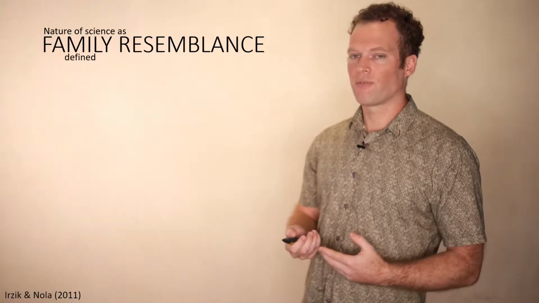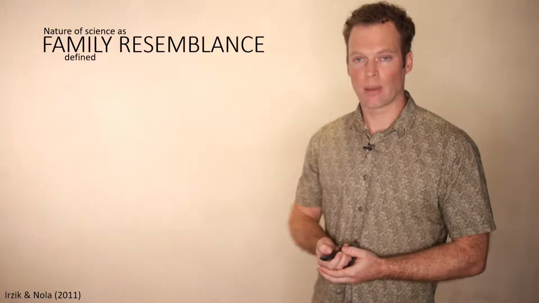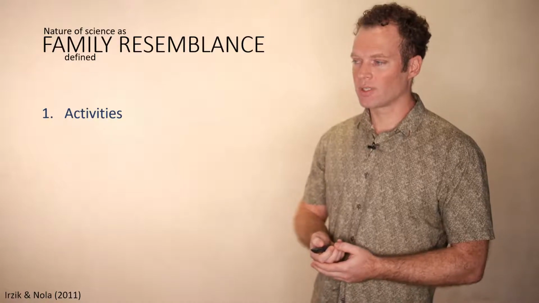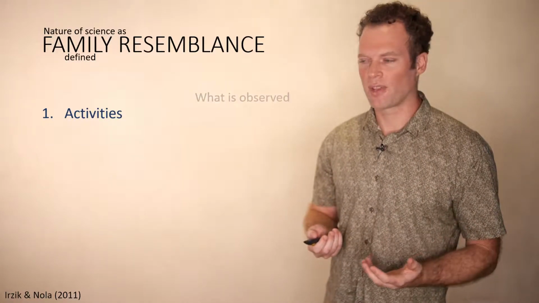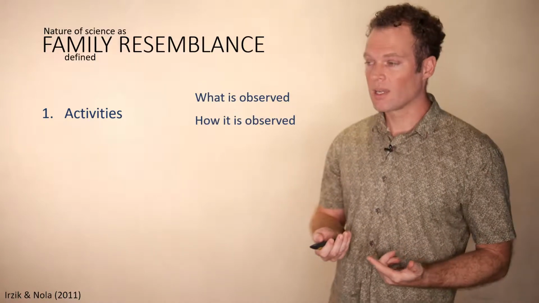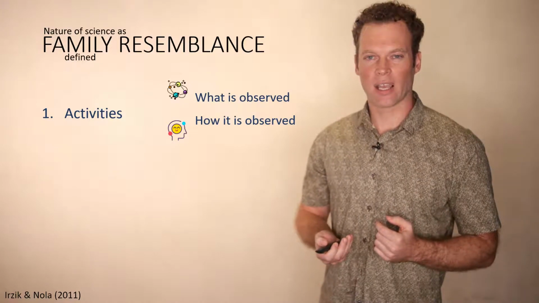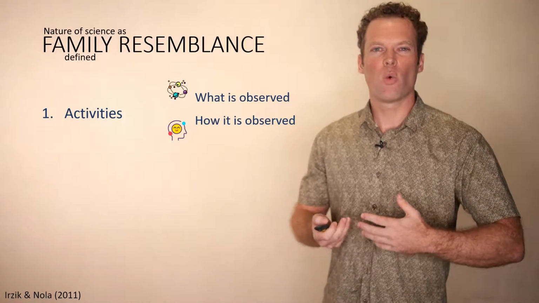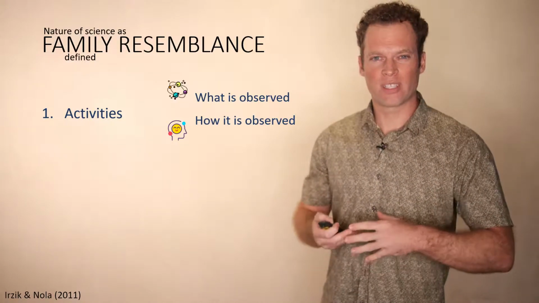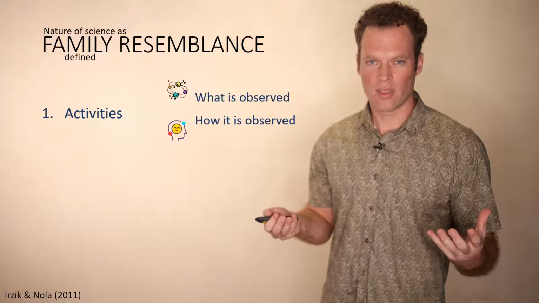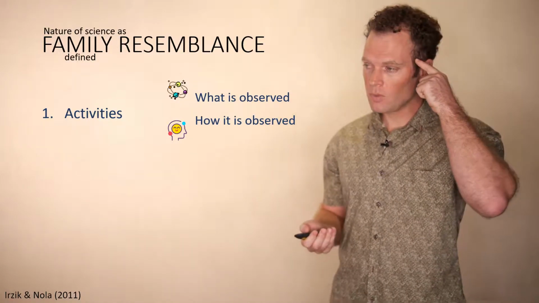Now, Erduran and Dagher defined 4 different aspects of the family resemblance approach to the nature of science. First, the nature of science is concerned with scientific activities, like what is observed and how it is observed. So you can compare, for example, cosmology and psychology. Cosmology is the study of what the universe is made of, how it came to be, where it will go in the future. It's a large macro view of the universe.